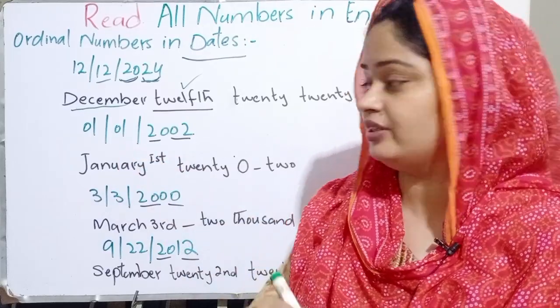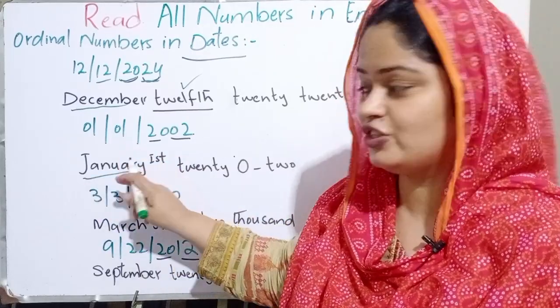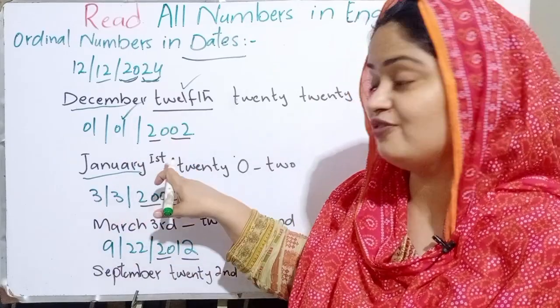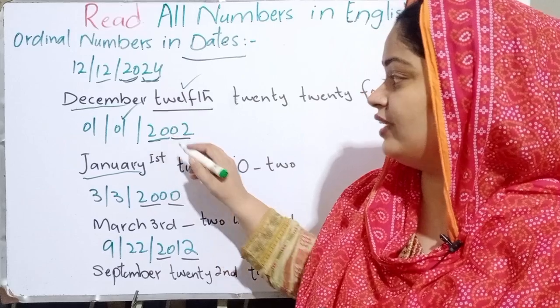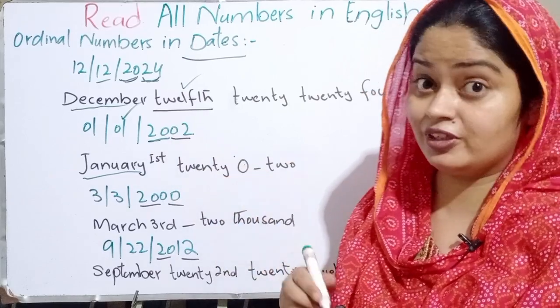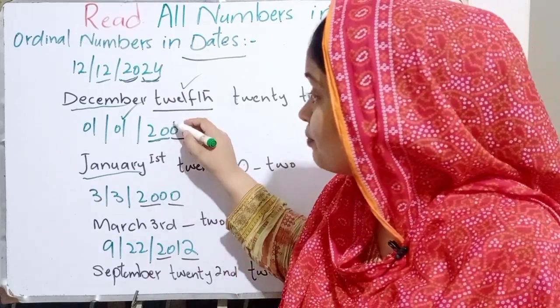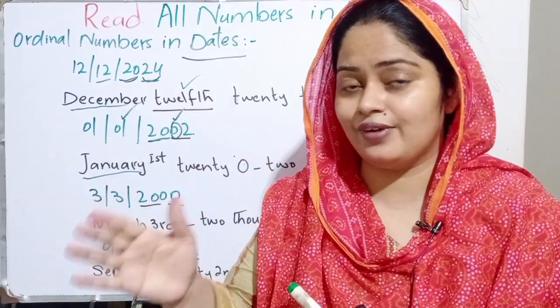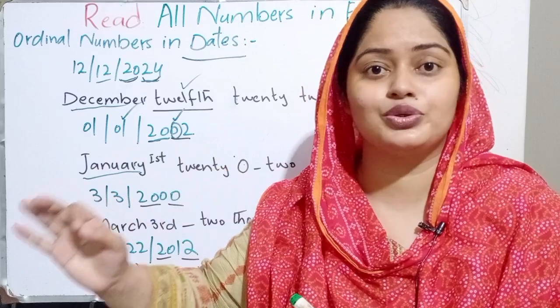Next, how would you read this? First, you have to mention the month, January. Second, the ordinal number, January 1st, 2002. You have to mention this 02. You can say two thousand two.